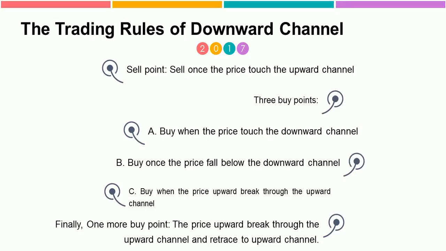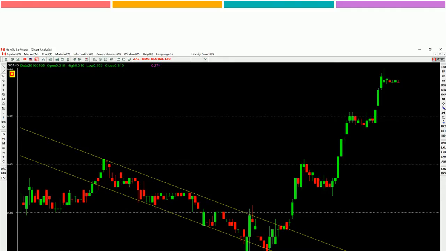The sell point: sell once the price touches the upward channel. Three buy points: buy when the price touches the downward channel. Buy once the price falls below the downward channel. Buy when the price upward breaks through the upward channel. And finally, one more buy point: the price upward breaks through the upward channel and retraces to the upward channel again. Okay, so like this one.